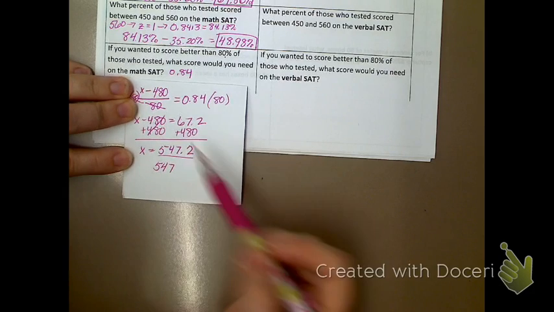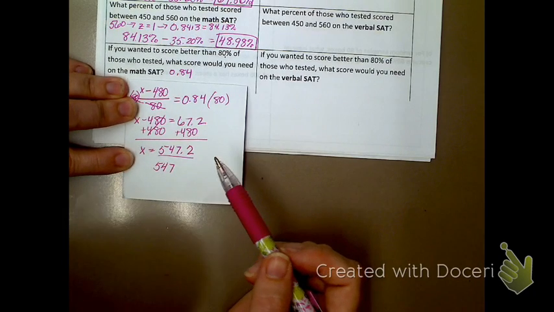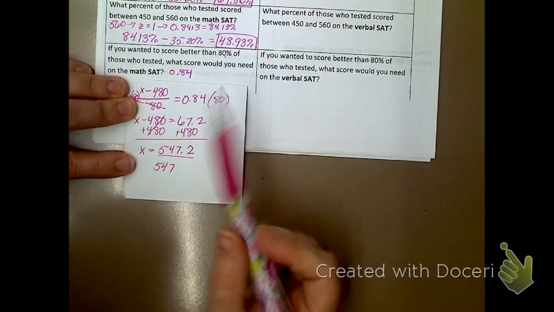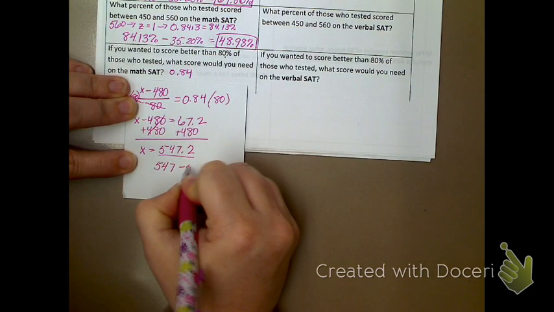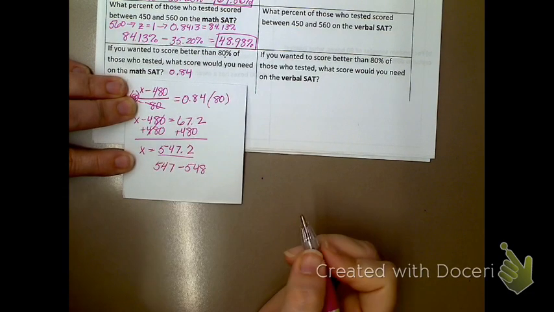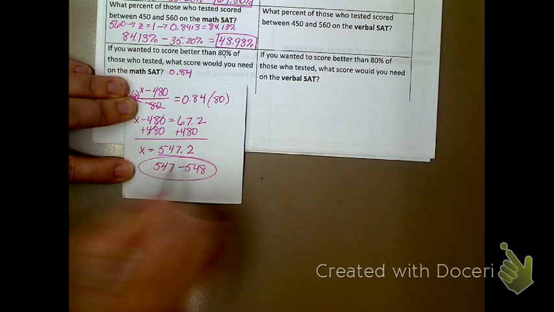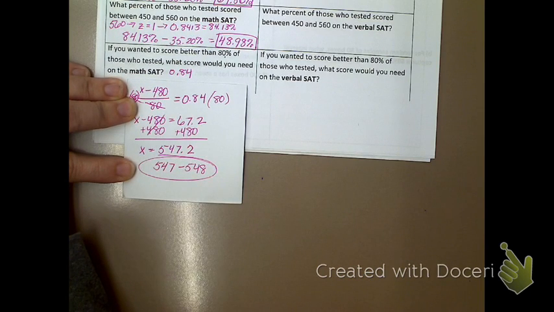If I was not content with being better than 79% of the students and I needed to be better than 80% or more, I would say 548. So you could say anywhere from a 547 or 548 score would get me scoring higher than or better than 80% of those who tested on the math SAT.